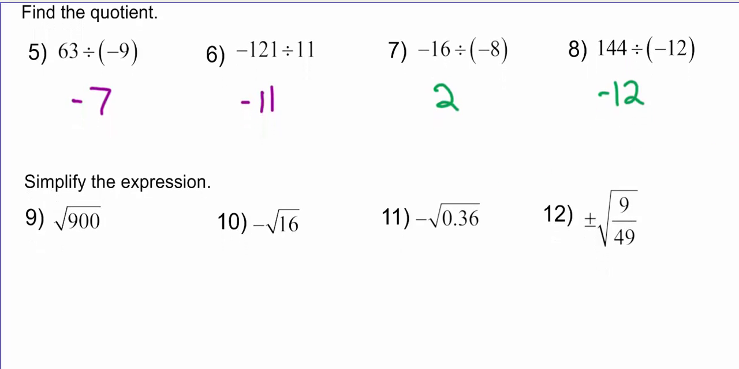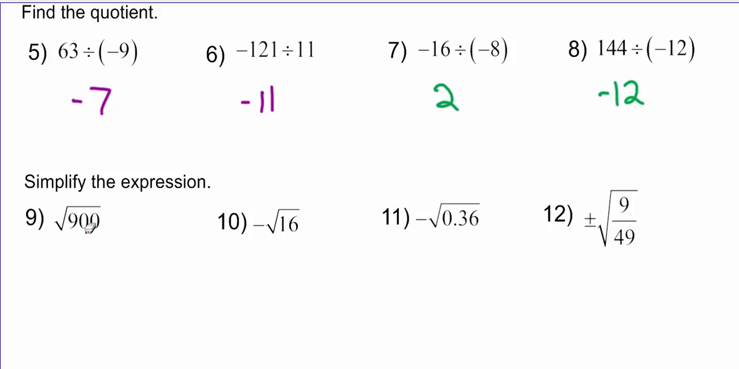That kind of leads into what we're doing on the next set of problems of simplifying radical expressions. So this is still using our skills in multiplication, division, but it's just in terms of square roots instead of just simply multiply or divide. So here we go, simplify the expression.